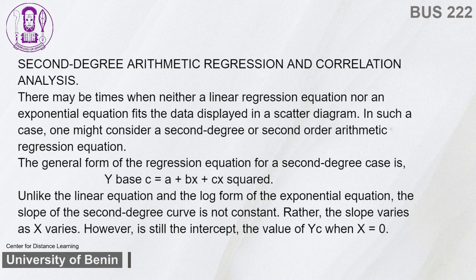The general form of the regression equation for a second-degree case is y base c equals a plus bx plus cx squared. Unlike the linear equation and the log form of the exponential equation, the slope of the second-degree curve is not constant.